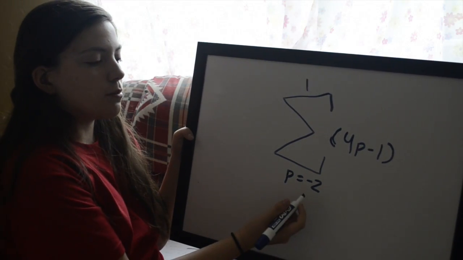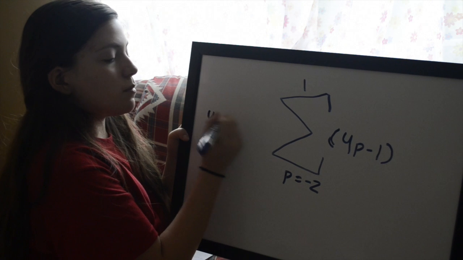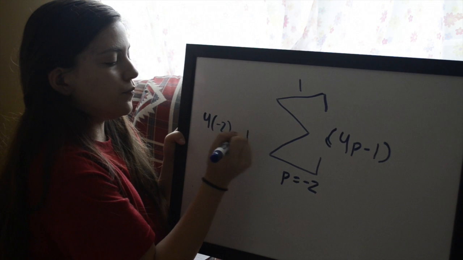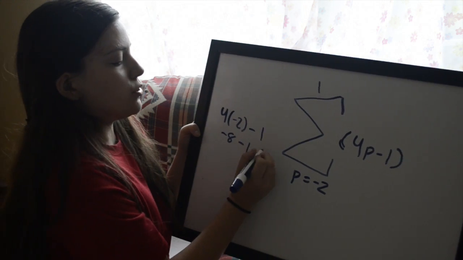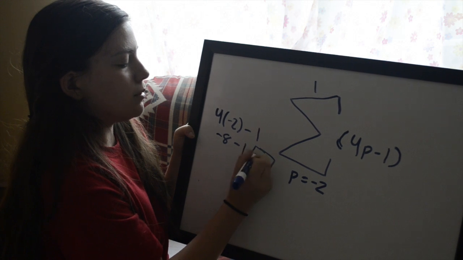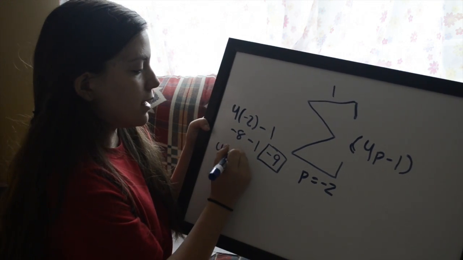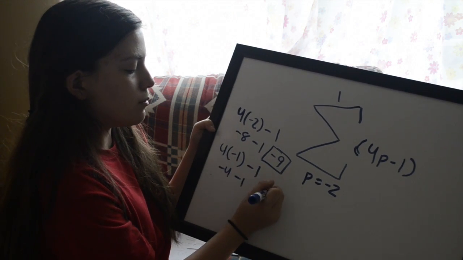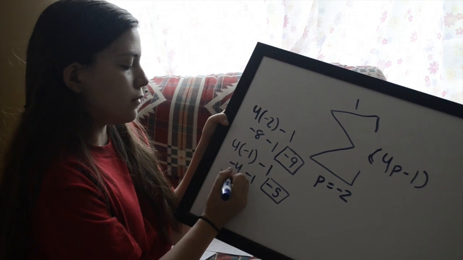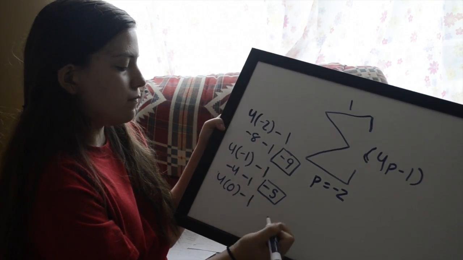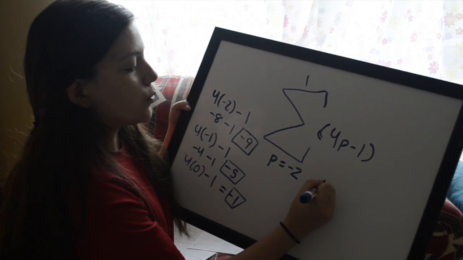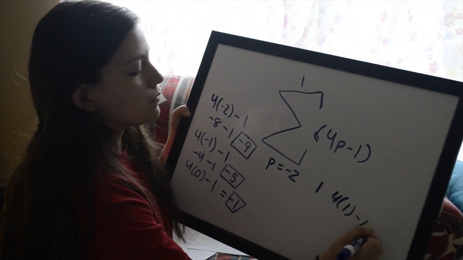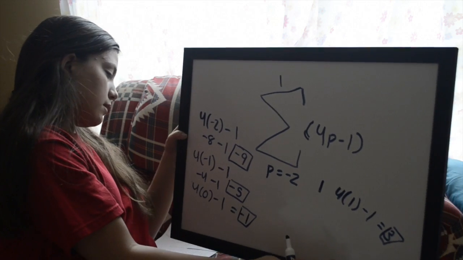So starting off, we're going to start at term -2, and we're going to plug it into this equation. 4 times -2 minus 1, -8 minus 1, and then term -2 is going to be -9. Term -1: 4 times -1 minus 1 is going to be -4 minus 1, which is -5. Then you're going to have term 0: 4 times 0 minus 1 is going to equal negative 1. Term 1, which is your last term, is 4 times 1 minus 1, which is equal to 3.